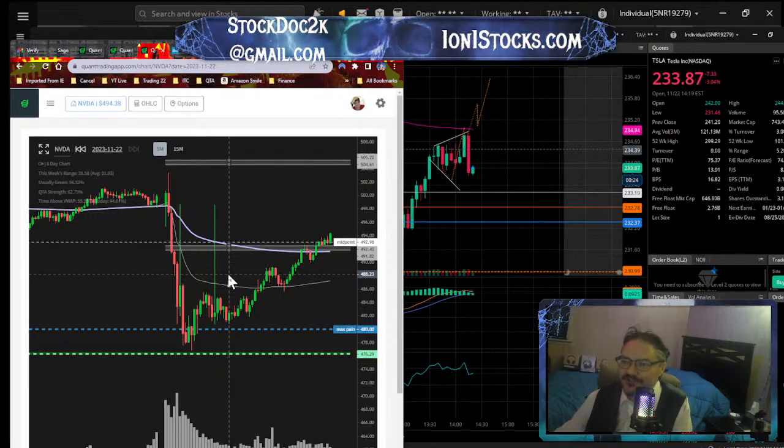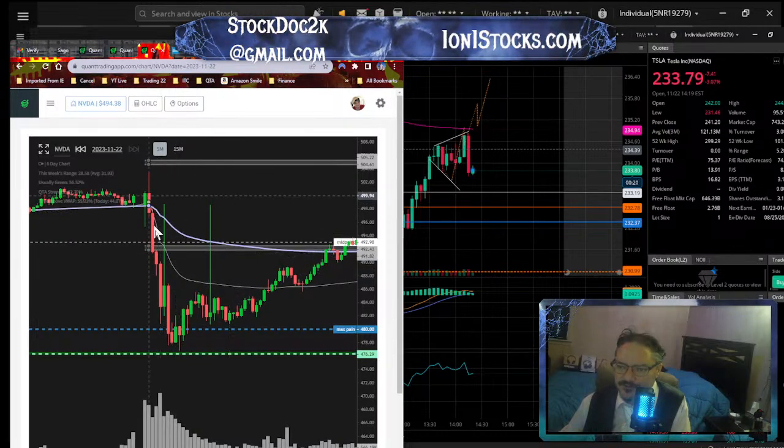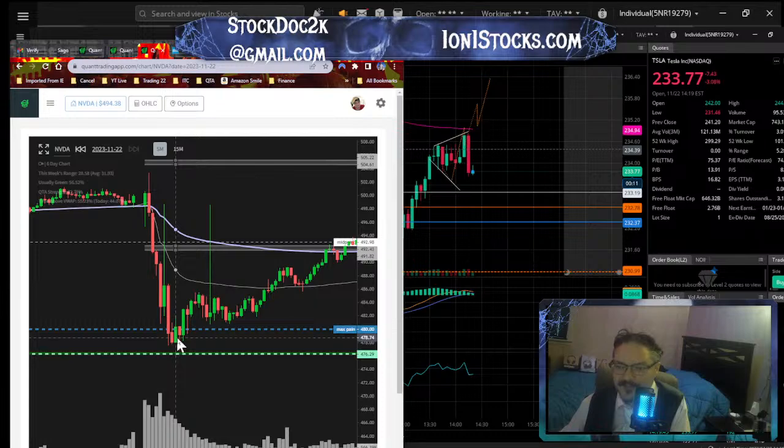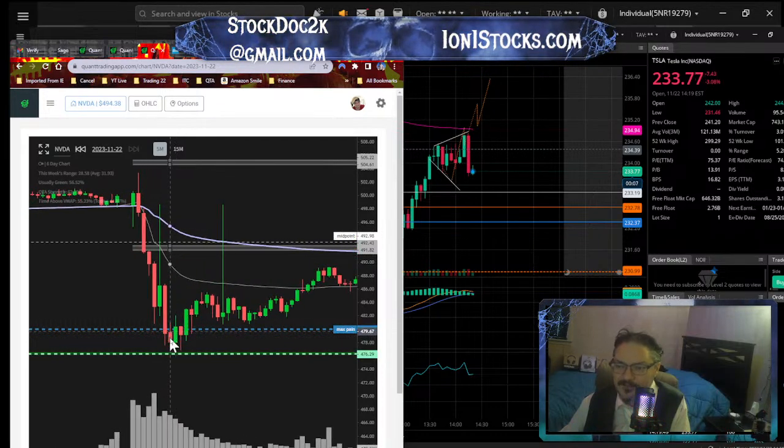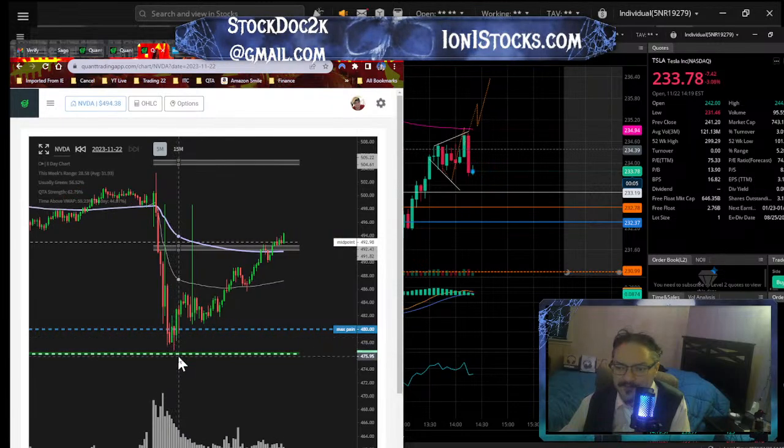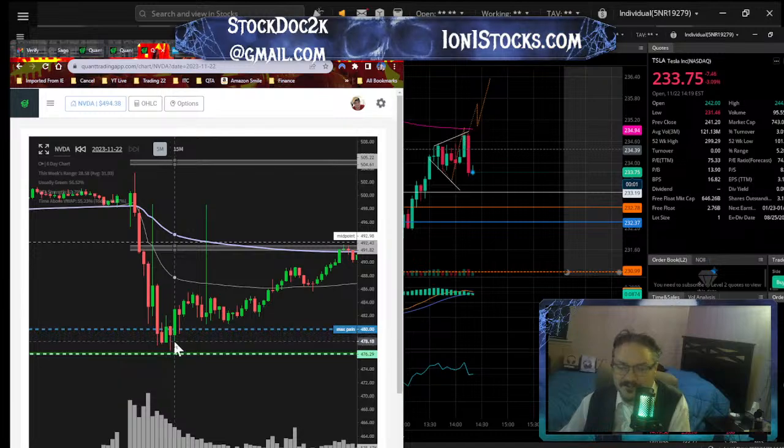But this is just you and the computer. So, NVIDIA screaming down. The 2-day VWAP is not of much importance in this case, but we came down. The max pain, like Tesla, started getting a little bit of action going on, but it broke that. And where did it go? It went right to the next level. It went right to the buy zone. So we break one level, we head to the next.